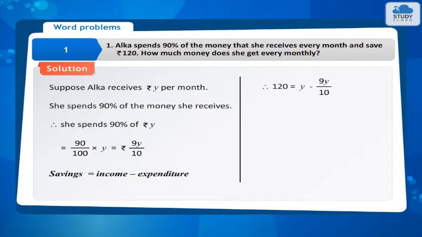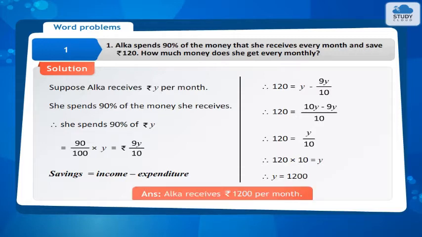Therefore, 120 is equal to Y minus 9Y/10. Therefore, 120 is equal to (10Y minus 9Y)/10. Therefore, 120 is equal to Y/10. Therefore, 120 × 10 is equal to Y. Therefore, Y is equal to 1200. Answer. Alka receives rupees 1200 per month.